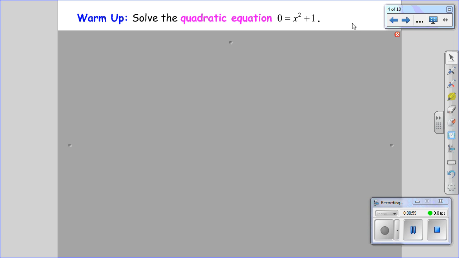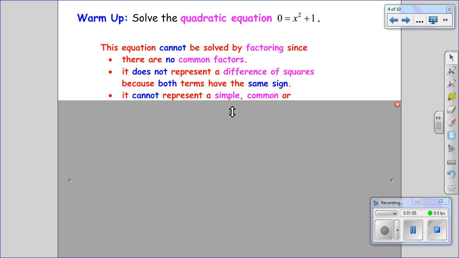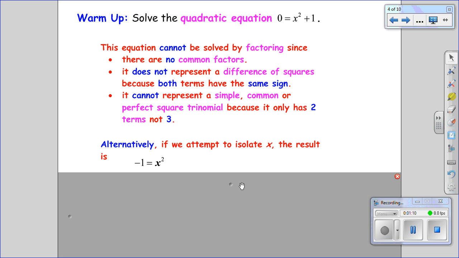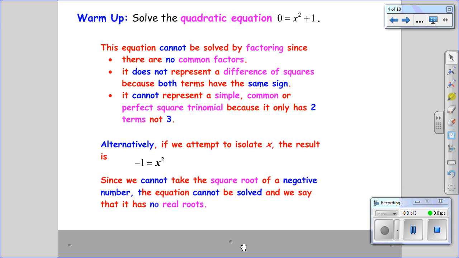So what's another alternative? I could try and solve it like we did in the first unit by isolating for x. So if I move the 1 to the other side, I end up with negative 1 equals x squared. Well, that doesn't even make sense because we can't take the square root of a negative number, so we cannot solve this, and we know that this equation has no real roots.